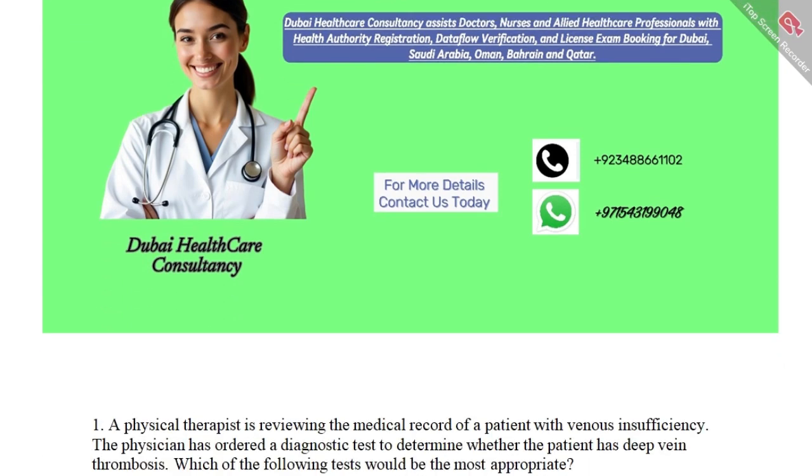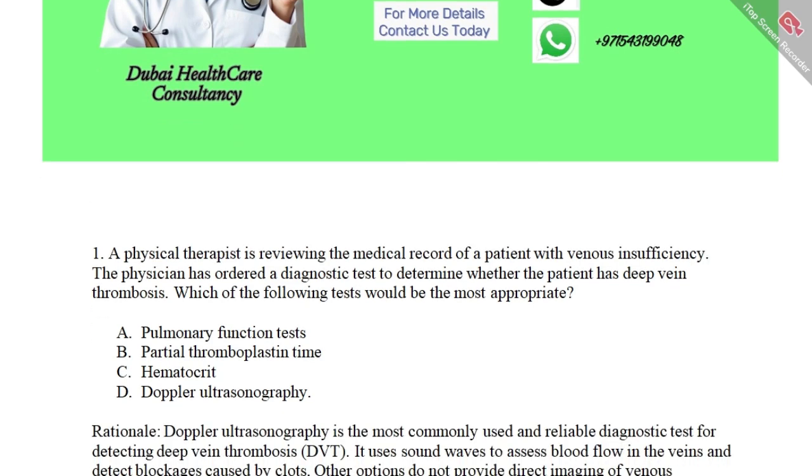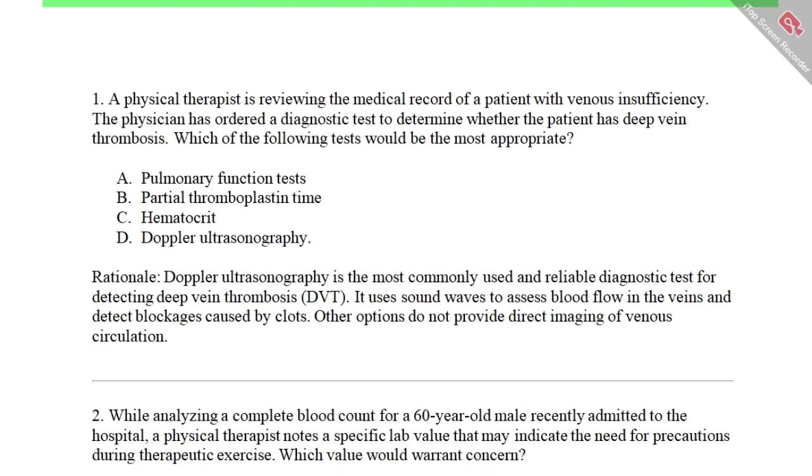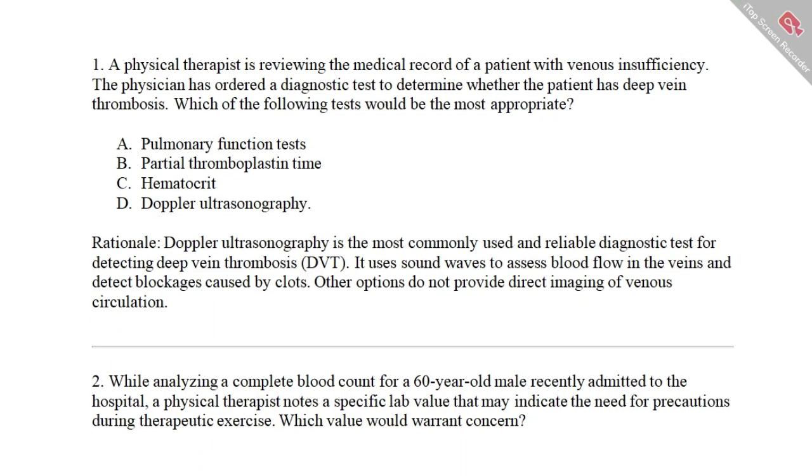First question I am going to share with you. Here is the question on your screen. A physical therapist is reviewing the medical record of a patient with venous insufficiency. The physician has ordered a diagnostic test to determine whether the patient has a deep vein thrombosis. Which of the following tests would be the most appropriate?